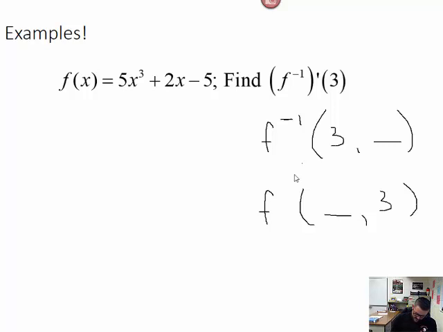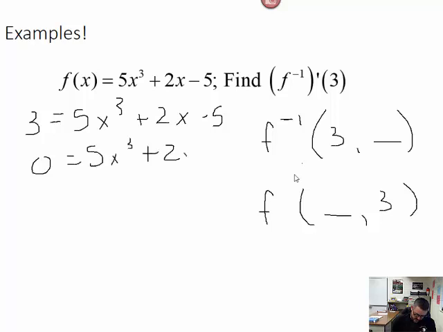Plugging in the inverse here is the output for the f. So that allows us to find this point by going to the original function. 3 equals 5x cubed plus 2x minus 5. Solve for 0, so 0 equals 5x cubed plus 2x minus 8. Now that's 5x cubed, so you'd have to do synthetic division, and it still may not work on some of these.